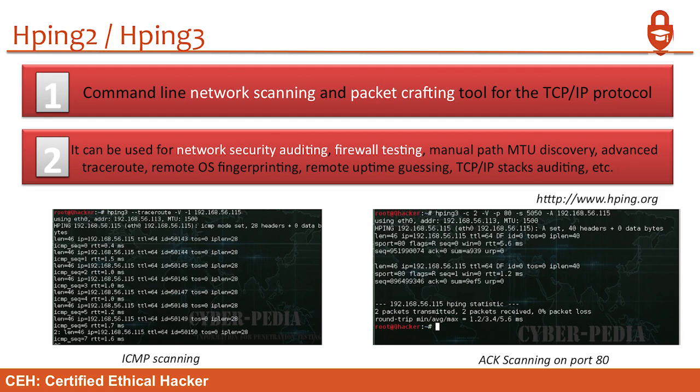We talked about this a minute ago, Hping2 and Hping3, the command line network scanning and packet crafting tool for the TCP/IP protocol. These allow you to perform TCP pings, which are always enabled, whereas ICMP may not always be as successful as it used to be. It can be used for network security auditing, firewall testing, manual path MTU discovery, advanced traceroutes, remote OS fingerprinting, remote uptime guessing, TCP/IP stack auditing, etc.